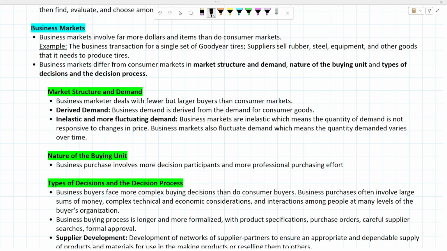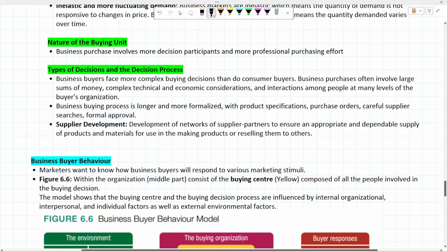The nature of the buying unit. So business purchase involves more decision participants and more professional purchasing effort. The types of decision and the decision process. So business buyers face more complex buying decisions than do consumer buyers. Business purchases often involve large sums of money, complex technical and economic considerations, and interactions among people at many levels of the buyer's organization.